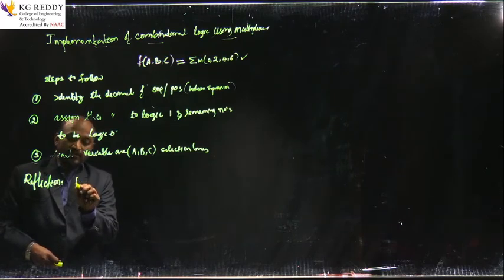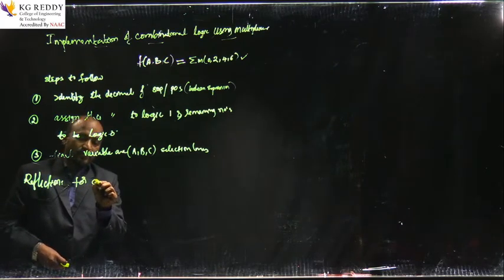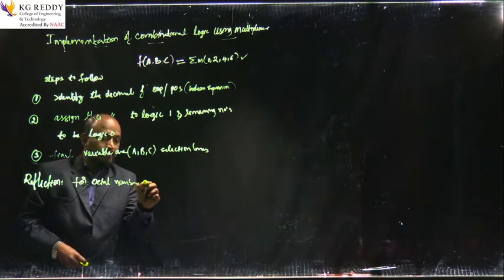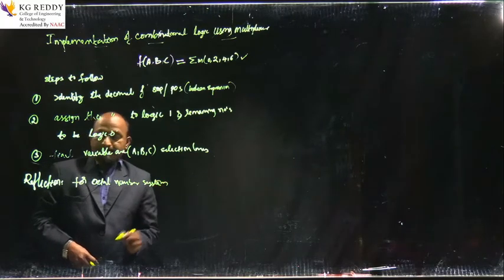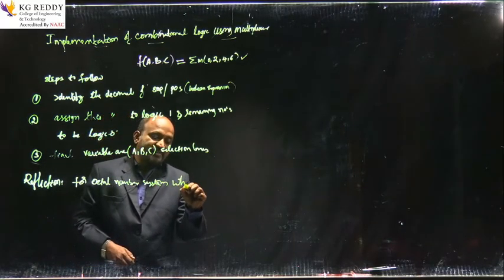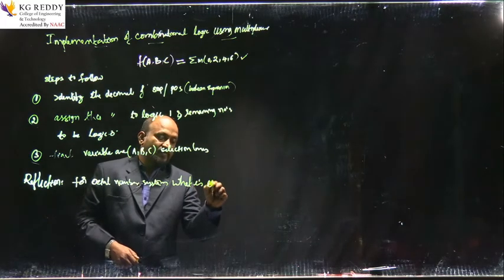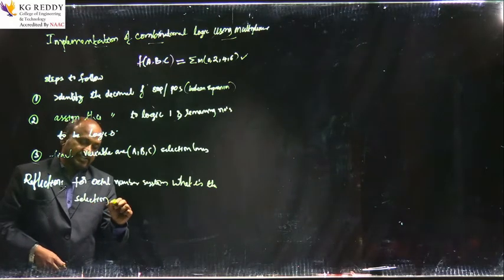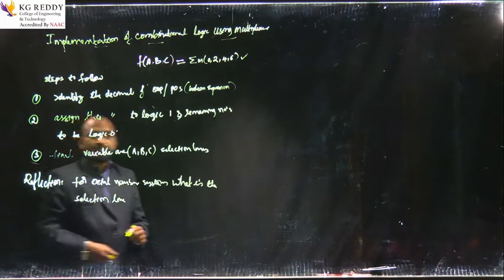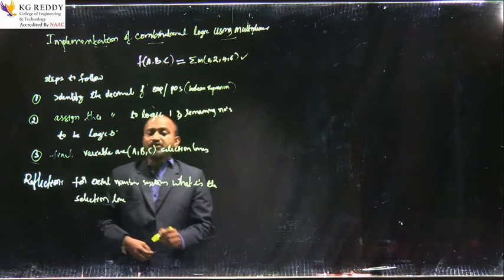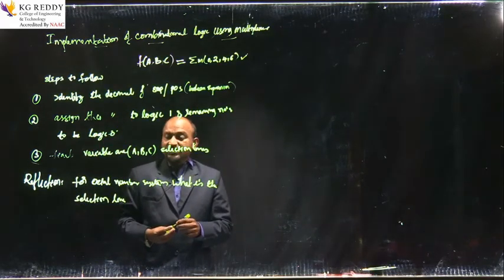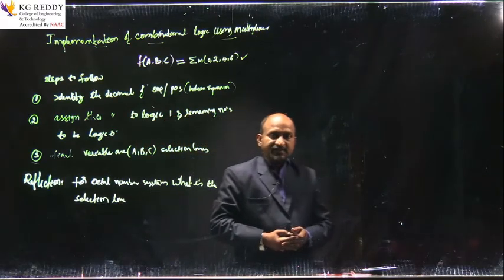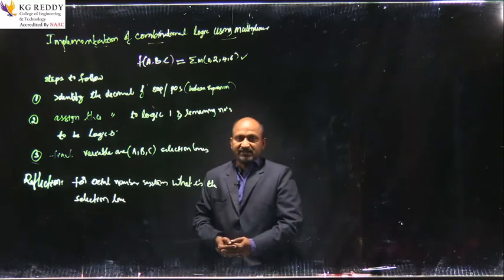My reflection question to you all: for the octal number system, what are the selection lines? I am repeating my reflection question. Think once. What are the selection lines for the octal number system for a multiplexer?